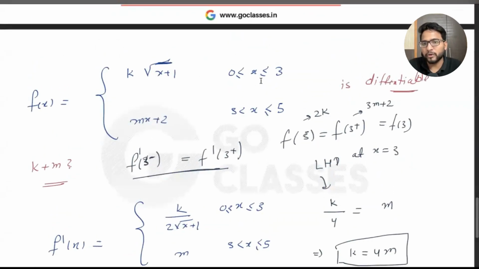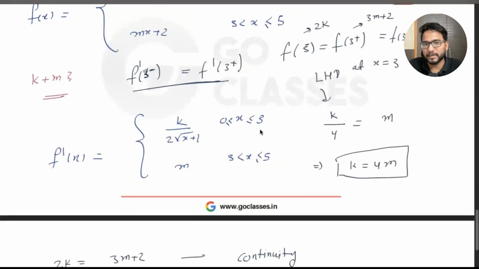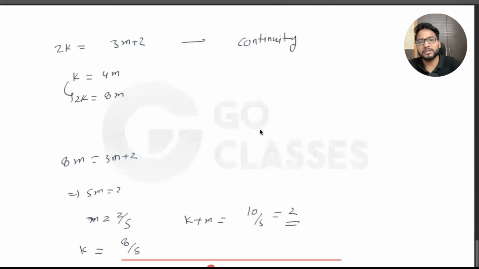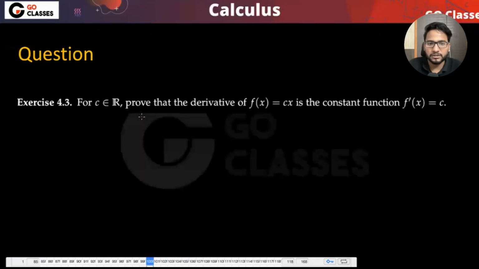Suppose you need to check at 3. Then what will you do? You will differentiate and then check whether the left and right limits of f dash at 3, which means f dash 3 minus and f dash 3 plus, are the same or not. And then you will say that yes, it is differentiable at this particular point, which is 3. Okay. We have solved these two questions. Cool. Now, let's go to the slides.